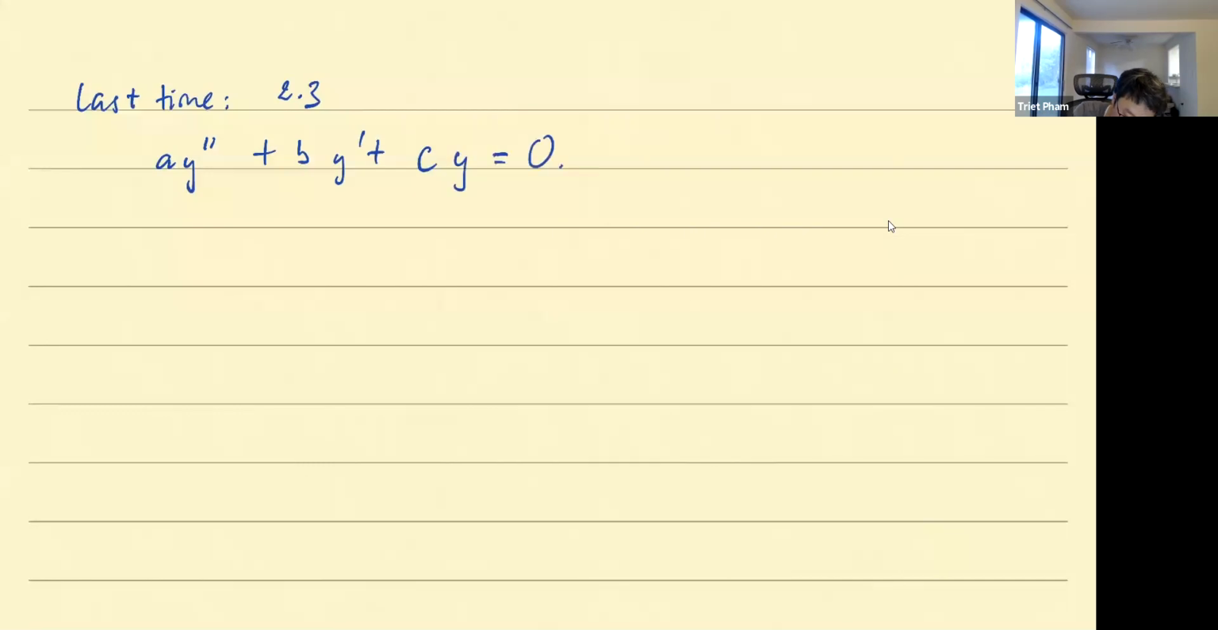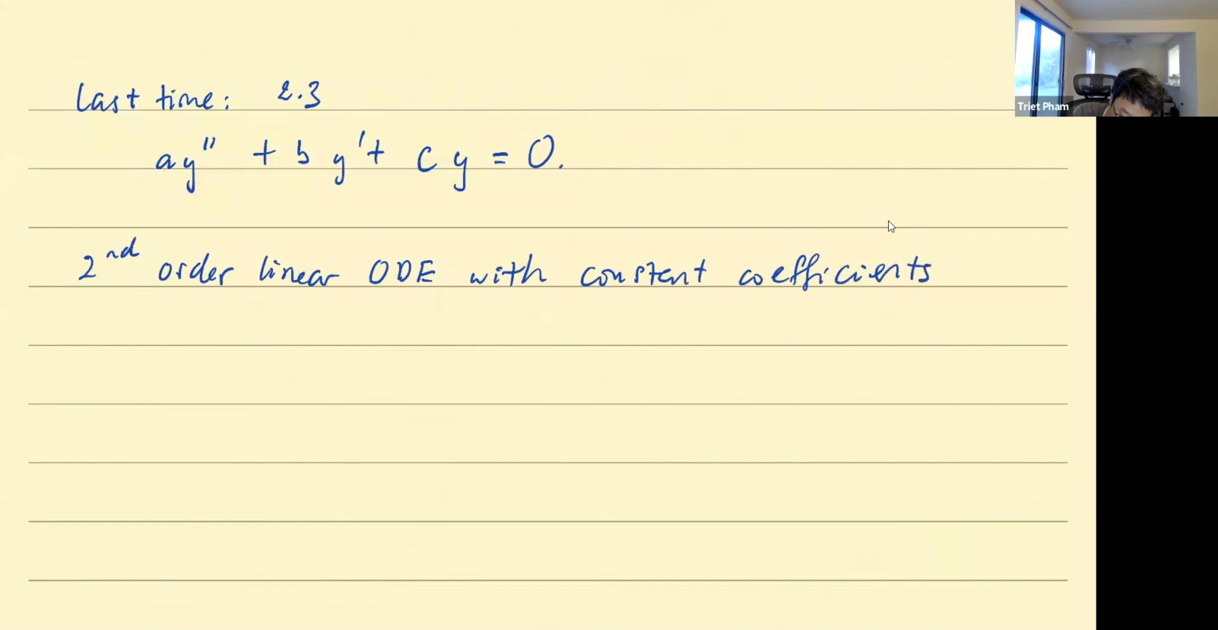second order linear ODE with constant coefficients. And of course, homogeneous.